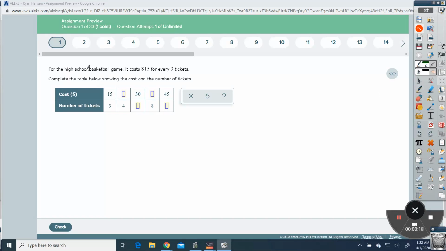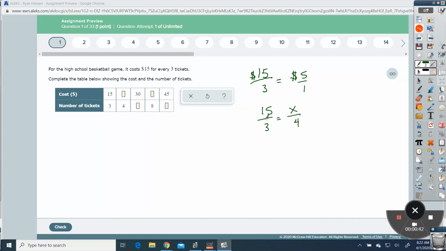So it says for the high school basketball game, it costs $15 for every 3 tickets. So that means if I go $15 for 3 tickets, if I divide that, that means it's $5 for every 1 ticket. So if I have the number of tickets being 4, well, 4 times 5 is going to be 20. The other thing I could do is set it up as a proportion.